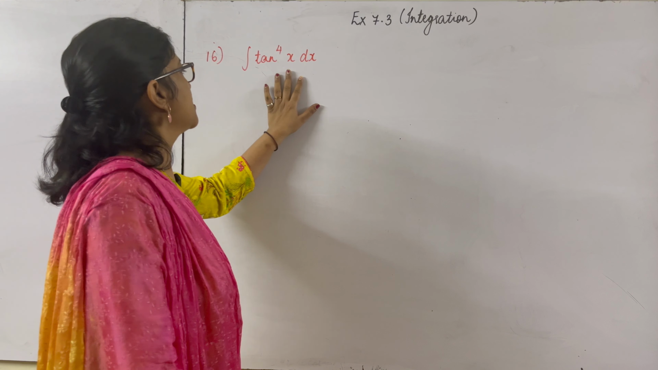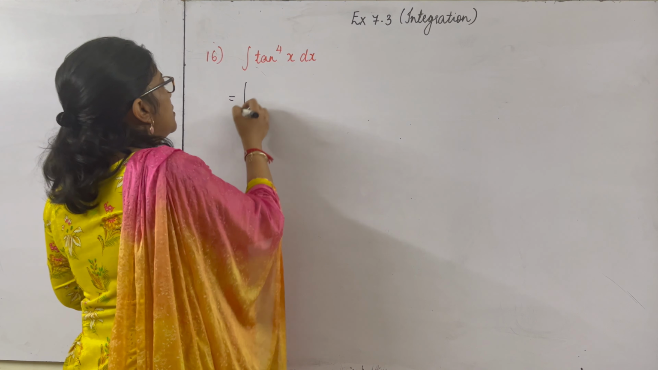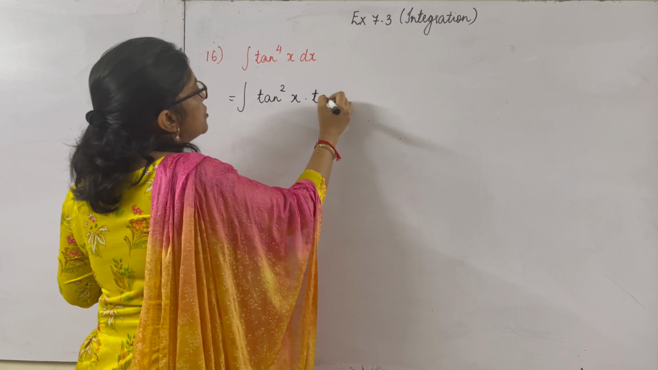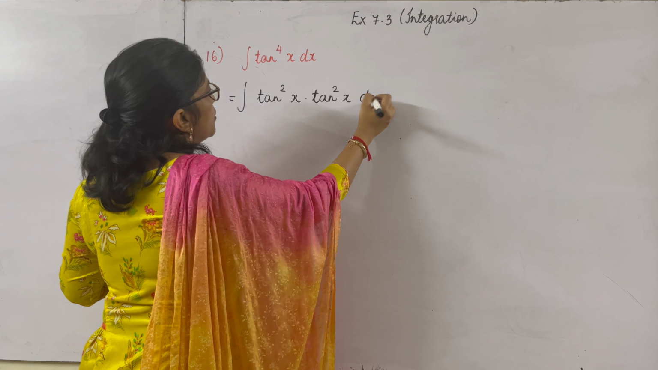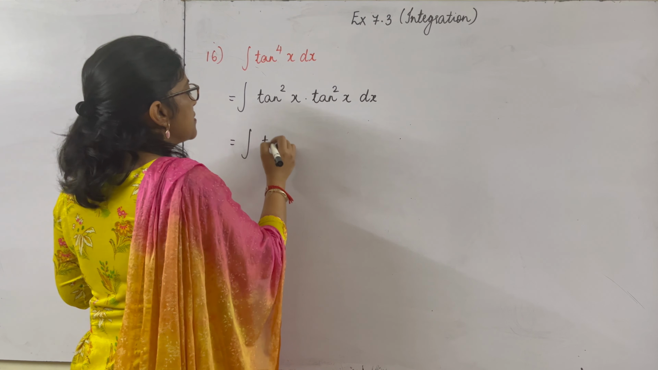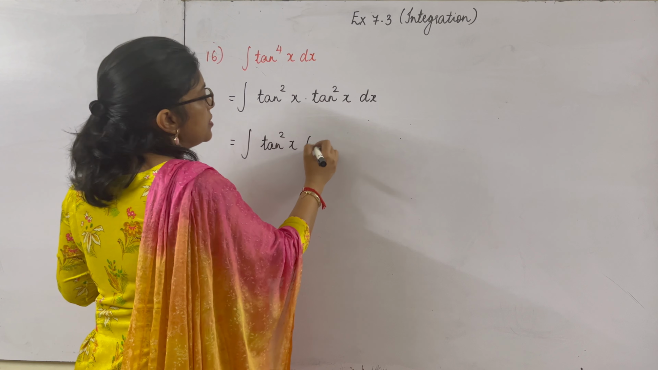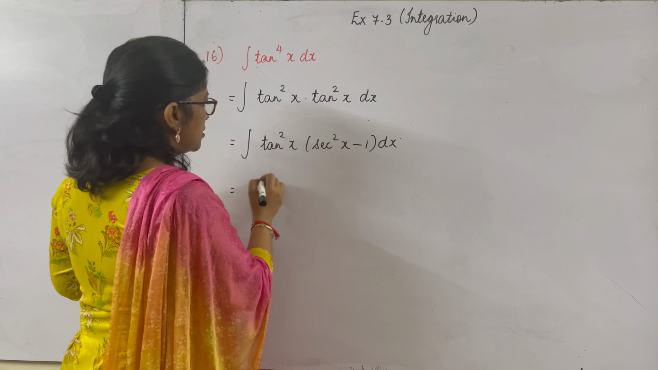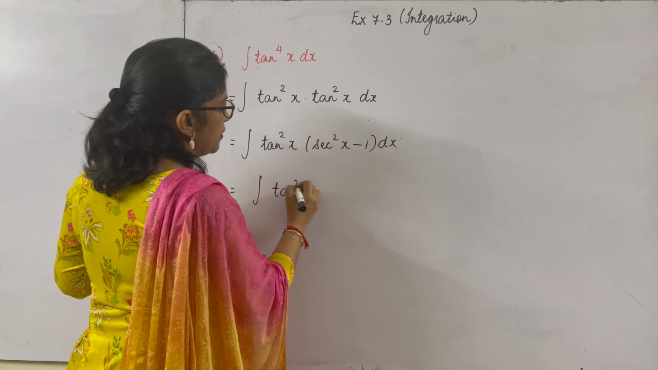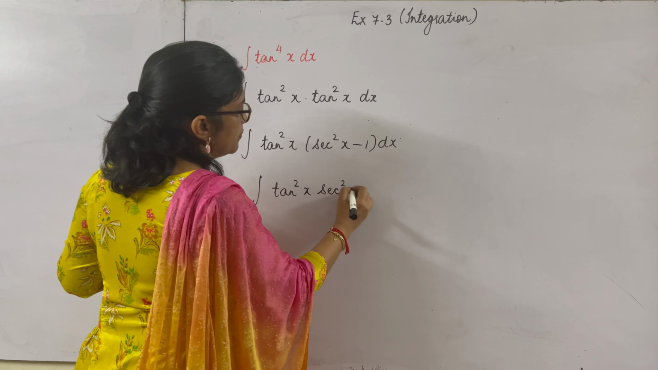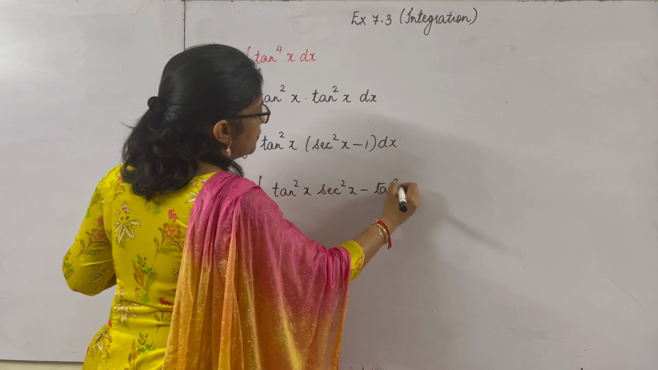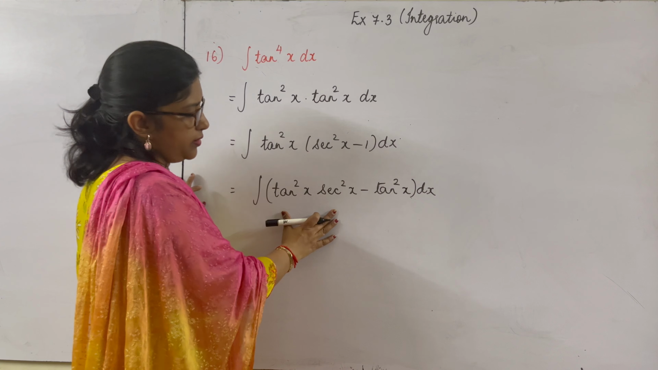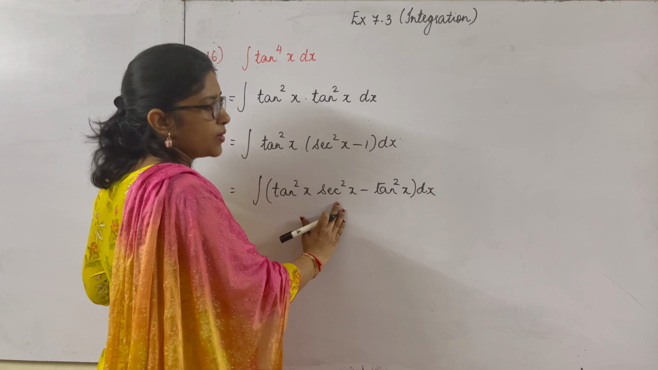Now, to integrate this tan raised to 4, let's split this up as tan square x into tan square x. So, that one of the tan square x can be written as tan square x into sec square x minus 1. Further, so this part is sorted. Now, if we put tan x is t, sec square x dx is dt.